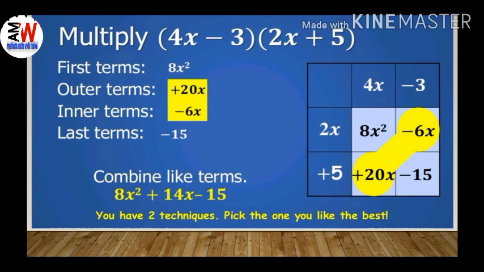The first one is 8x square as it is, then add the like terms. Like terms: 20x and minus 6x, which means you have to subtract. 20x minus 6x is plus 14x. Then the number, put it as it is, minus 15. The required answer is 8x square plus 14x minus 15. This is how you apply the box method for special products.